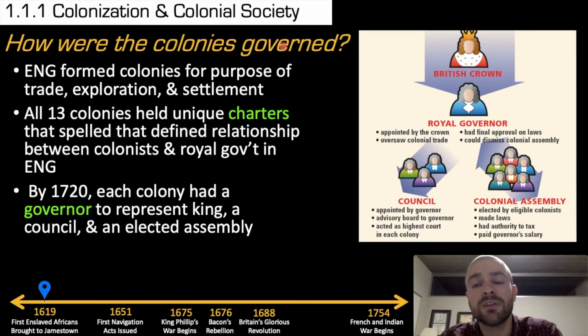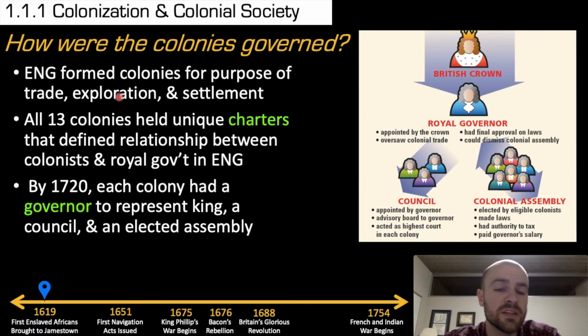How were the colonies governed? Now we're talking about government here. What was the structure of colonial government? Well, England formed colonies for the purposes of trade, exploration, and settlement. All 13 colonies held unique charters that defined the relationship between the colonists and the royal government in England. This charter was kind of like a contract saying this is the relationship here, that the colonies are given permission to exist by the royal government of England. However, when it comes down to it, they still answer to the king. They are subjects of the king.